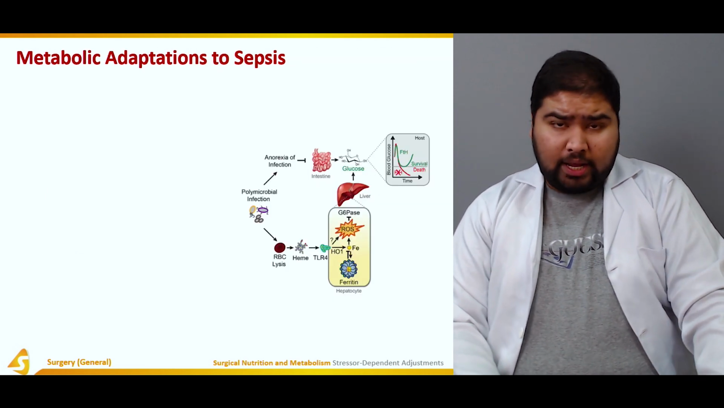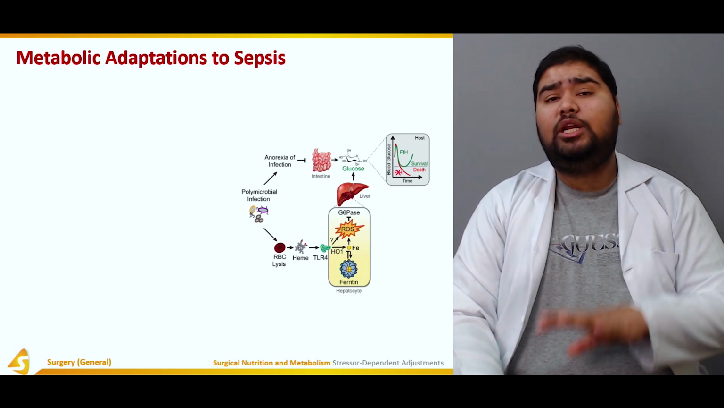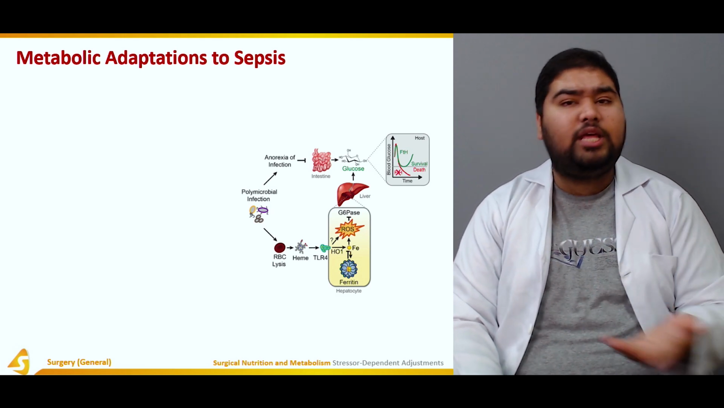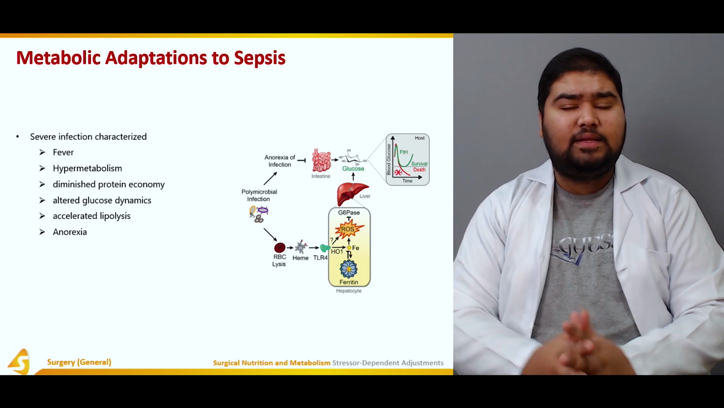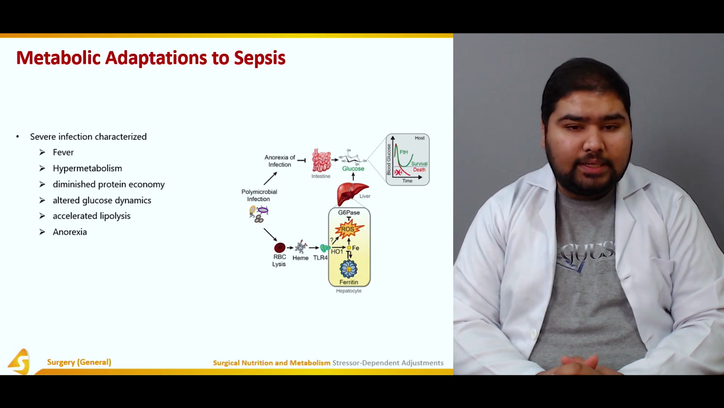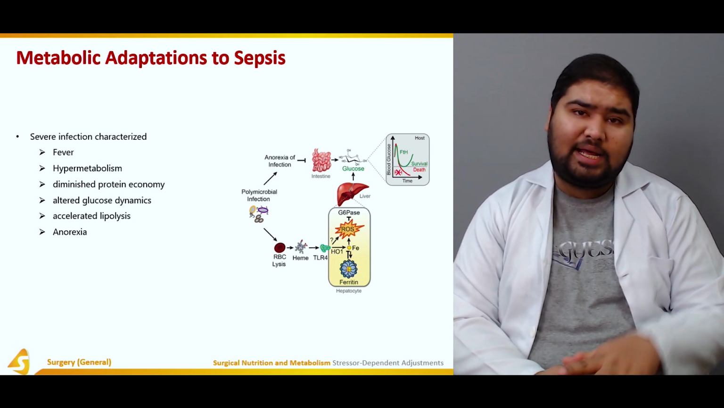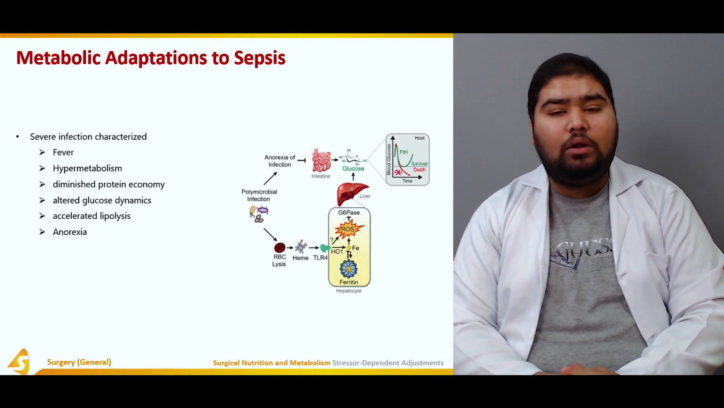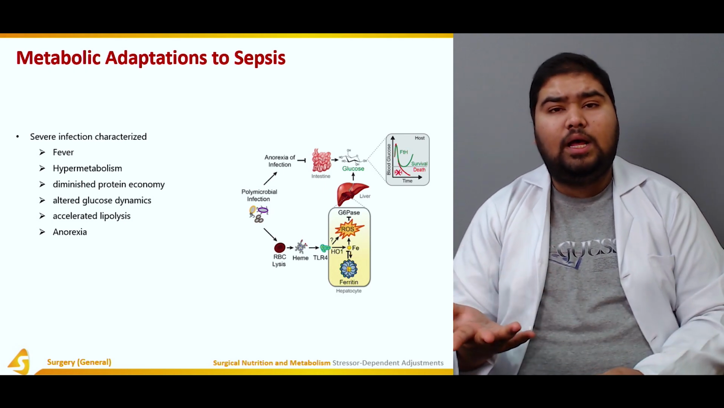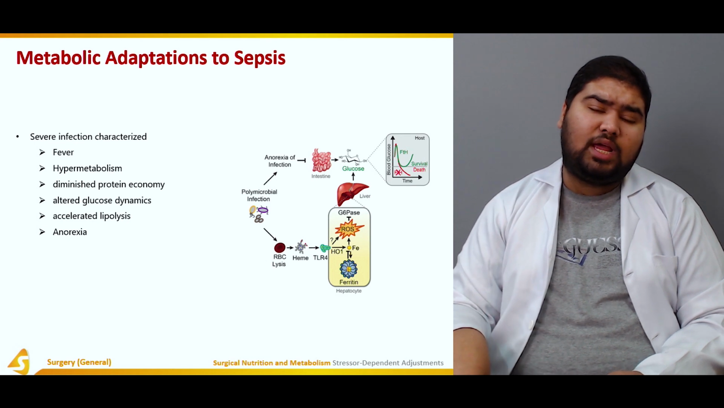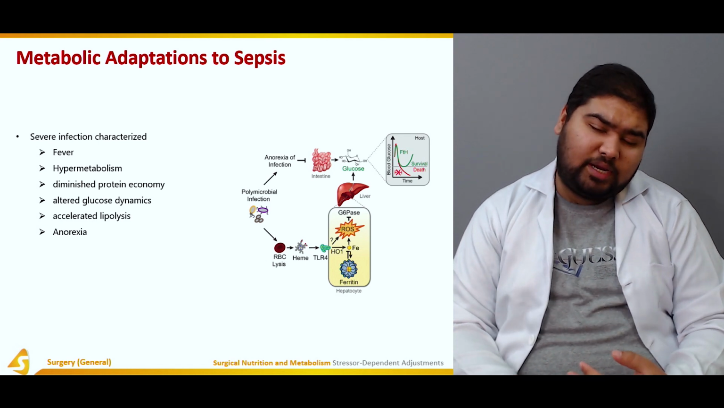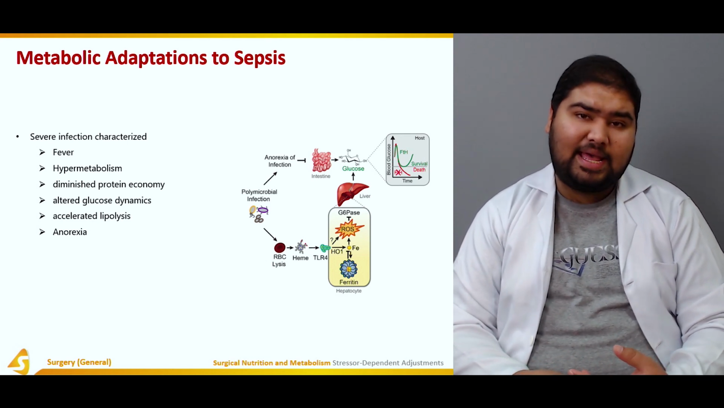Now, talking about sepsis. Sepsis is a condition in which bacteria have entered the bloodstream and are flowing freely throughout the body. Sepsis is a severe infection characterized by fever, hypermetabolism, diminished protein economy, that is negative nitrogen balance, and altered glucose dynamics: there's hyperglycemia, decreased insulin, and relative resistance to insulin. There's accelerated lipolysis, ketone body production, and then anorexia.